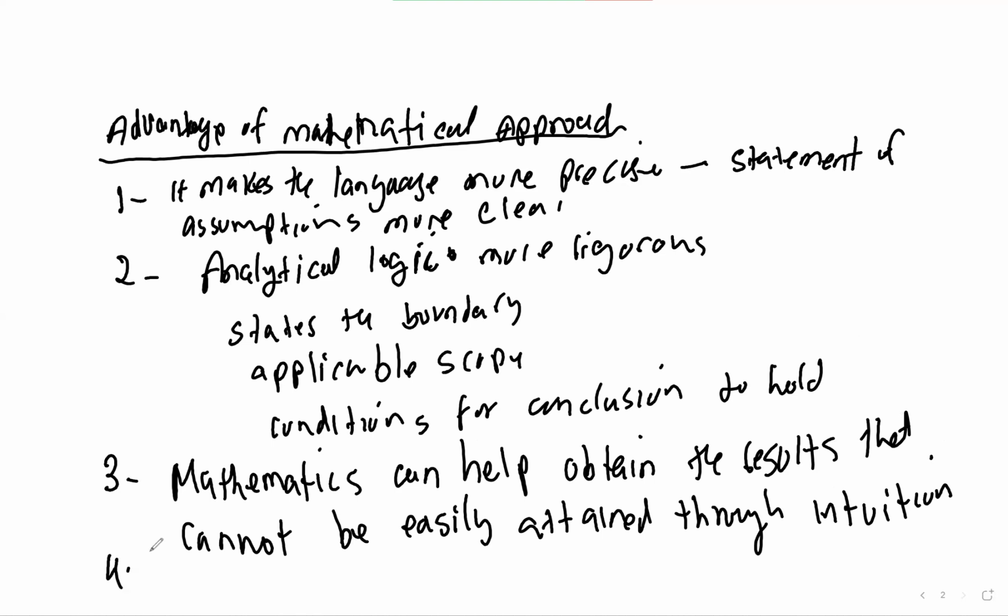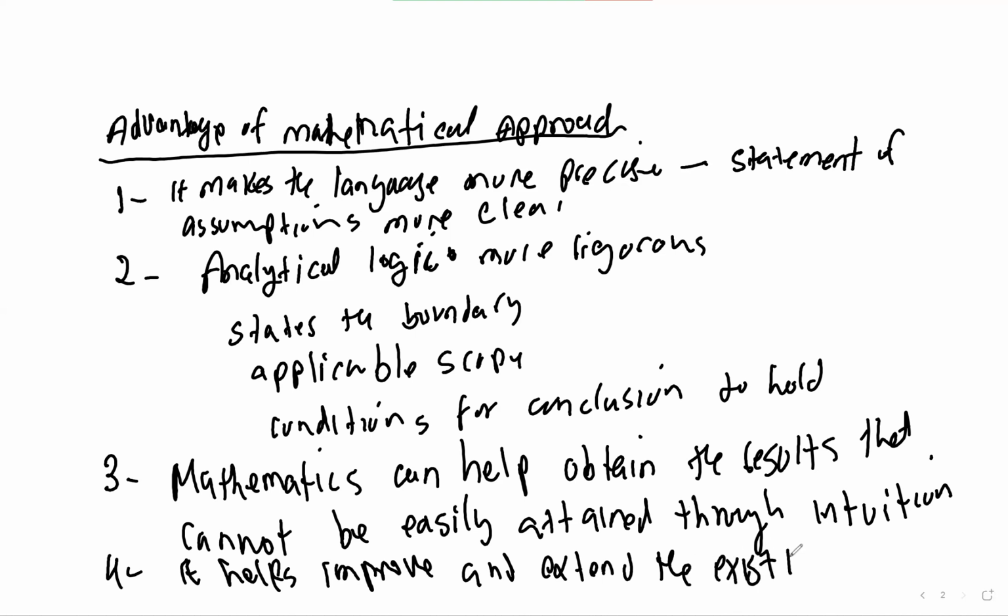And four, this is very important. Number four, it helps improve and it will extend the existing economic theory. So these are advantages of mathematical economy.